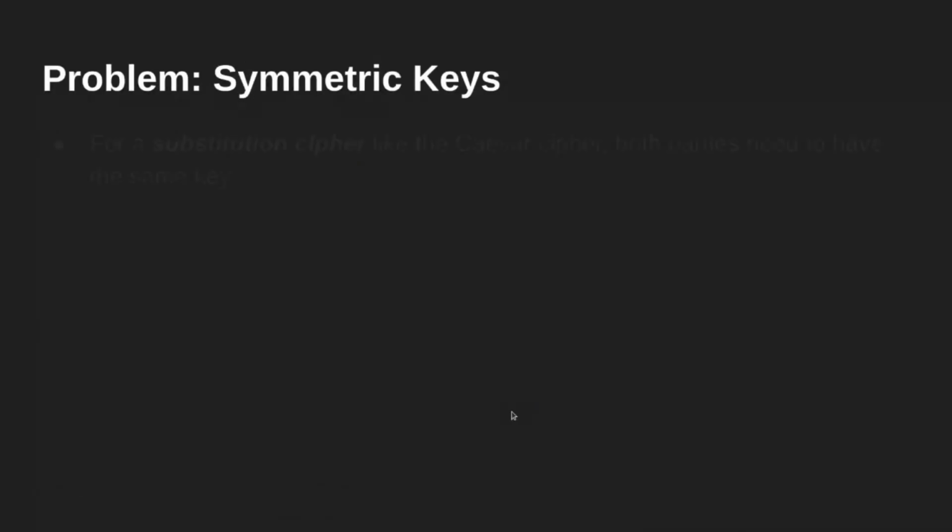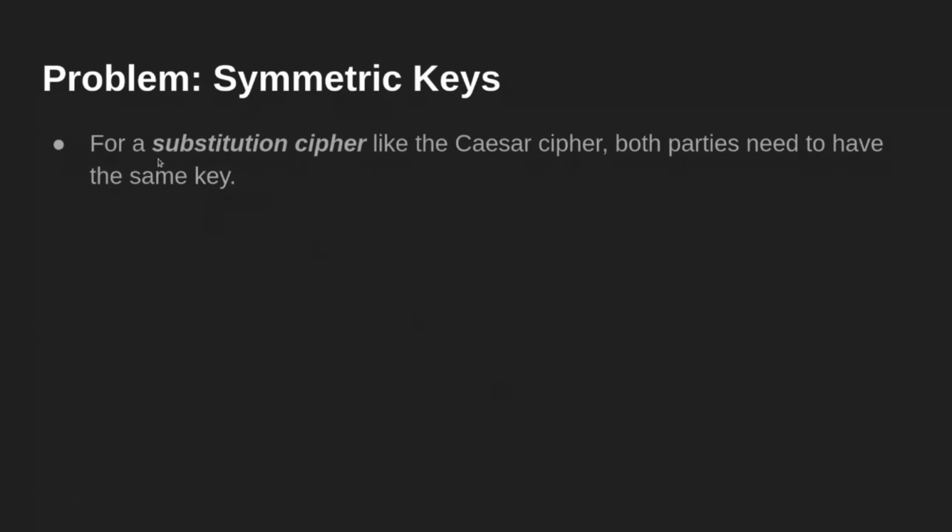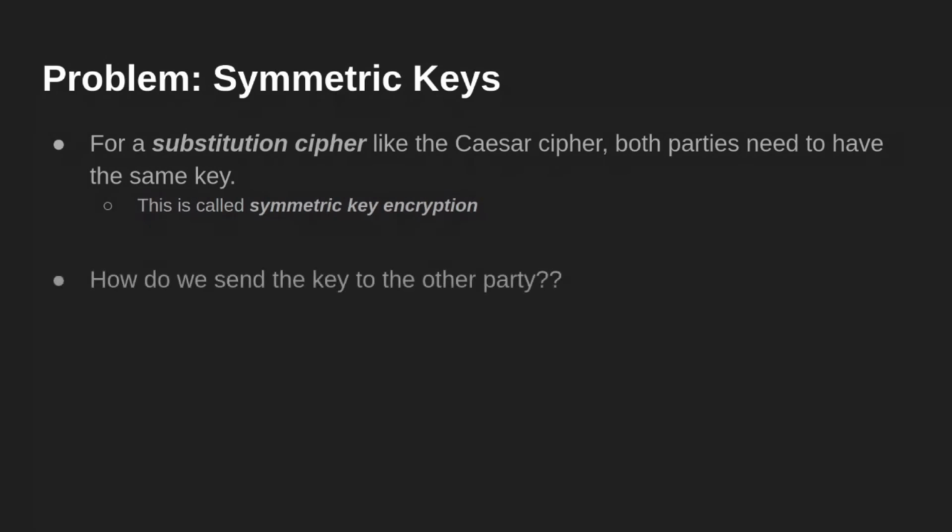The problem with this kind of cipher, it's called a substitution cipher, where you substitute every letter in a message with another letter. So the problem with a substitution cipher, like the Caesar cipher, is that both parties need to have the same key. Both ends of the communication, both people, need to know that the alphabet has been shifted left 3 times. And this technique is called symmetric key encryption. And the problem is, how do we actually send the key to the other party?